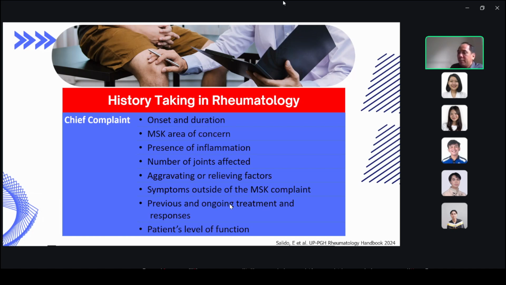Symptoms outside of the MSK complaint. So associated signs and symptoms aside from the back pain, the neck pain, and the shoulder pain, and previous and ongoing treatment and responses. So if the patients have ongoing treatment, so malaman din natin kung ano yung mga underlying problem niya aside from the pain itself, and the patient's level of function. If the patient can work pa rin without assistance, no? Kung, or with assisted devices.